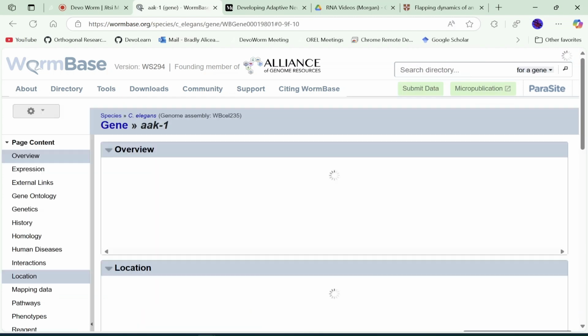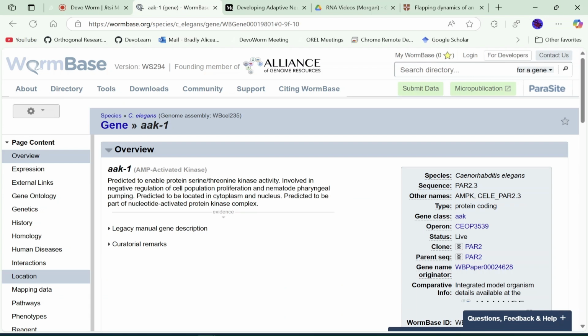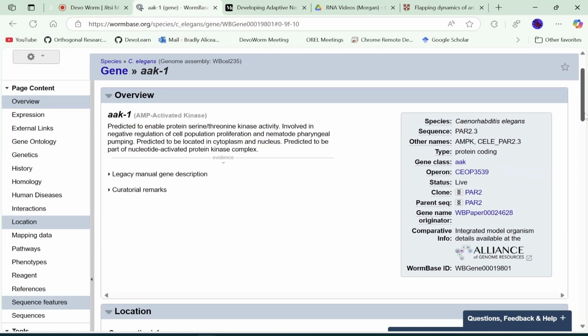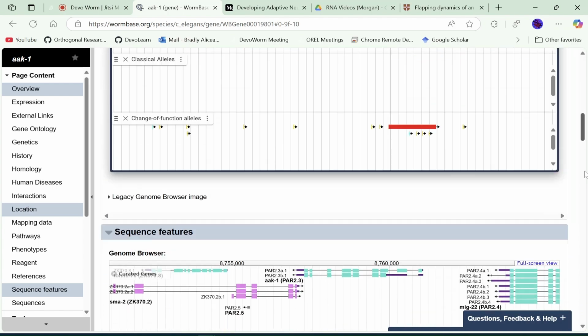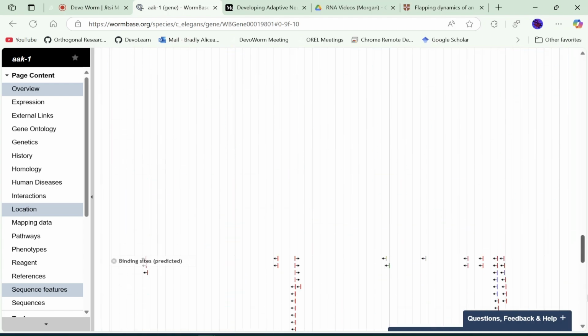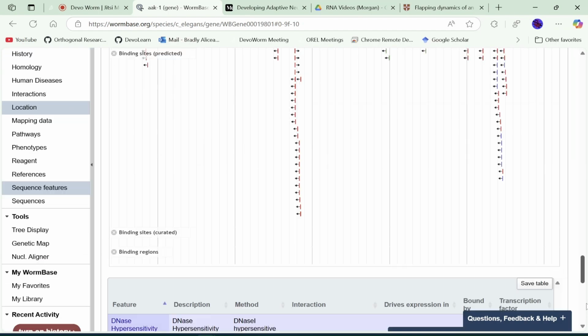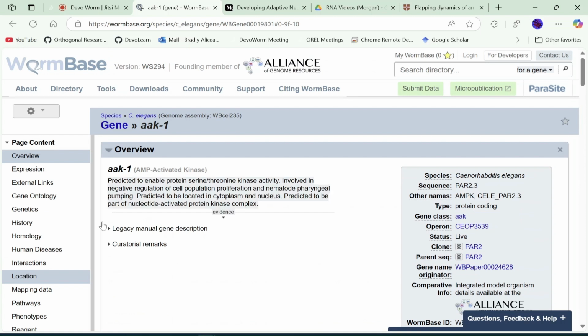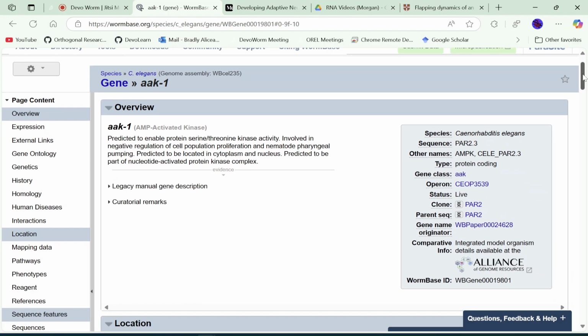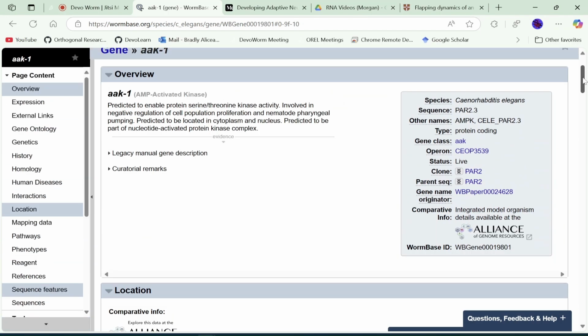So let me see, I can find one here. This is AAK1, and it has the different information about it and tells you where it is in the genome. And I think there are papers that are associated with this. I mean, I'm not sure. I'm not sure if they have them because they have to get their data from somewhere.